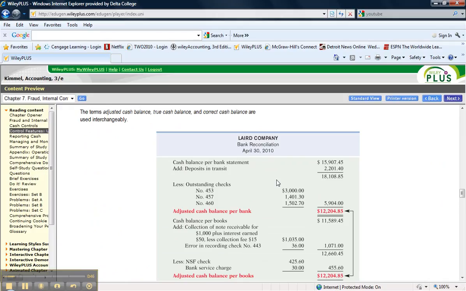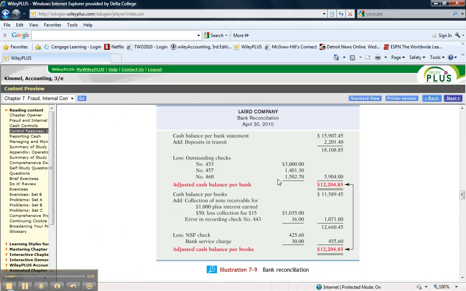You start with either the book or the bank first. It really doesn't matter, but you pick one and you say the cash balance per the bank statement. We'll start with bank. This is the amount right off the bank statement. You add deposits in transit because those are deposits the company has made that haven't hit the bank yet, haven't posted to the bank yet. So you add those in.